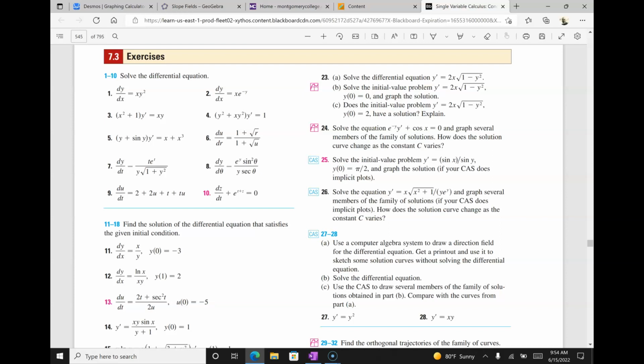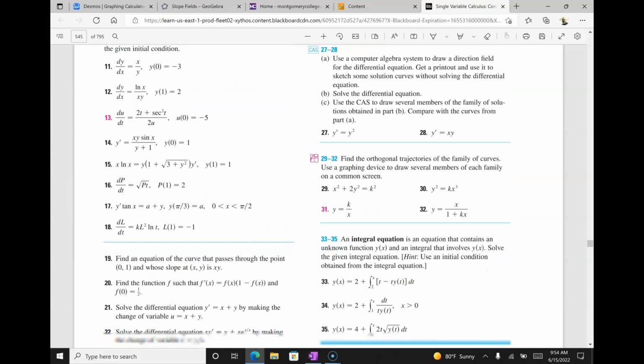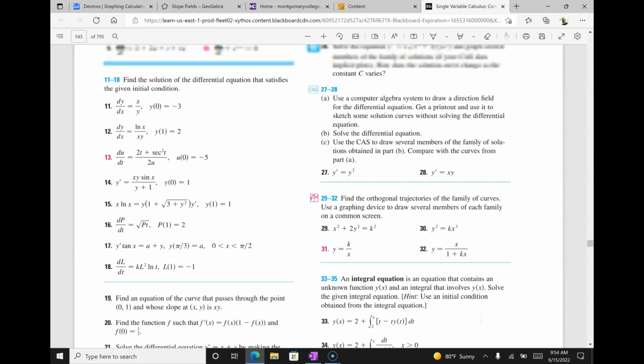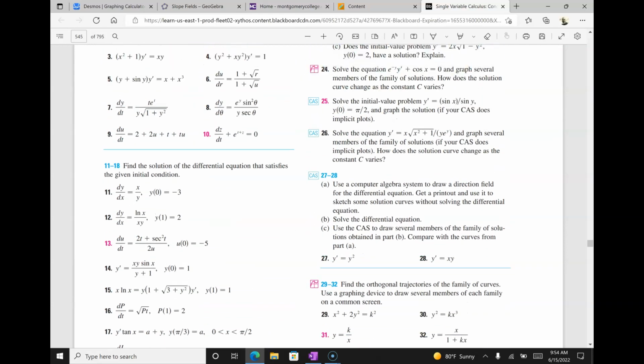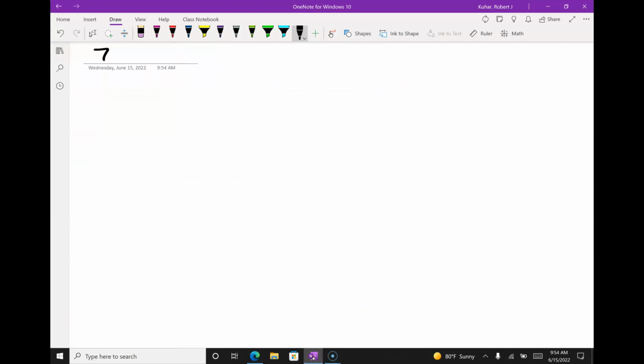Let's just do 11. Nice and easy, right? So, of course, you can do any of these, everything from what I can see, up to 31 for sure. So let's do 11. I've got my Diffie-Q is y prime equals x over y, and an initial condition of 0 and negative 3. So 7.3, number 11.